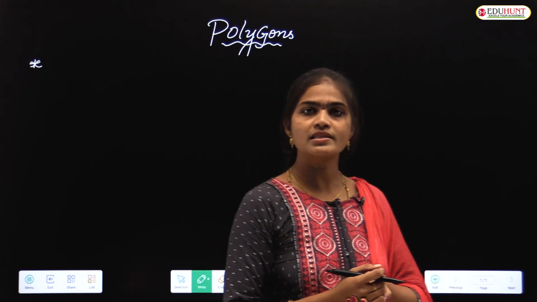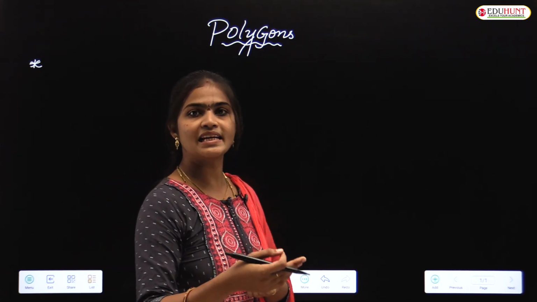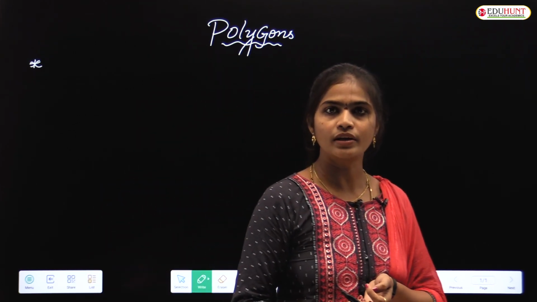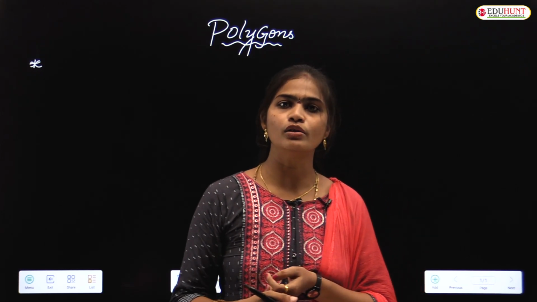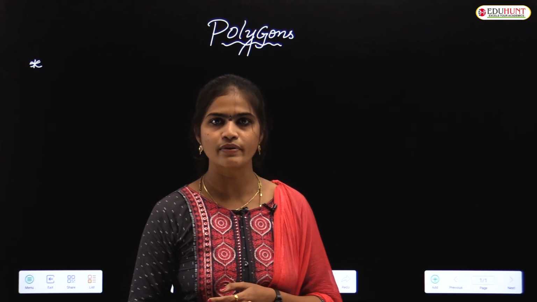So here, what is that? For a 7-sided figure, it is 6 plus 5 plus 4 plus 3 plus 2 plus 1. After calculating all of those, we will get the number of line segments, and in the same way we will calculate the number of diagonals also.